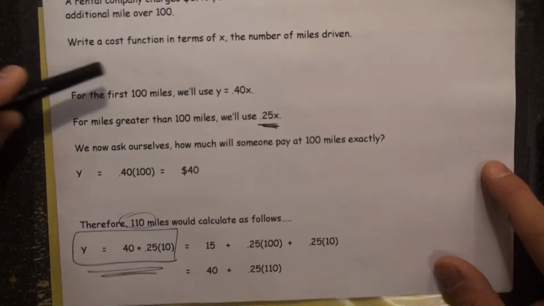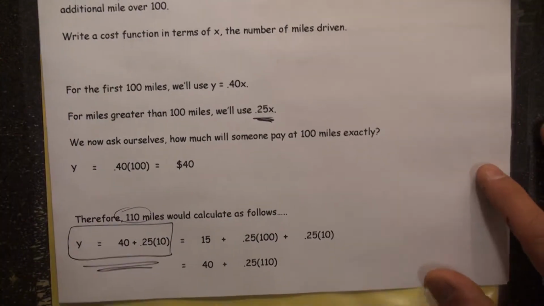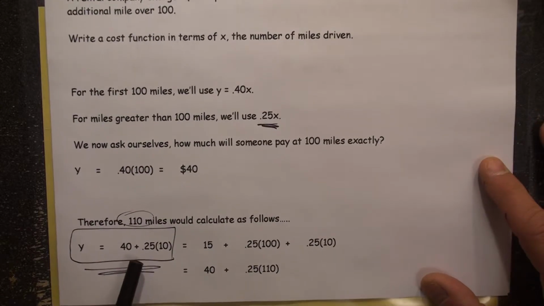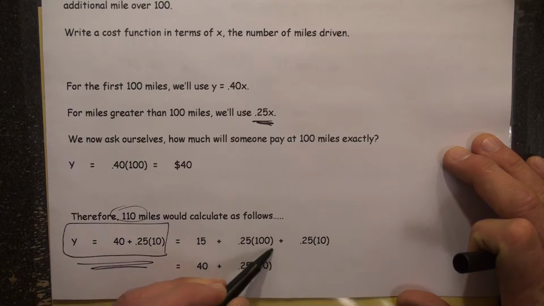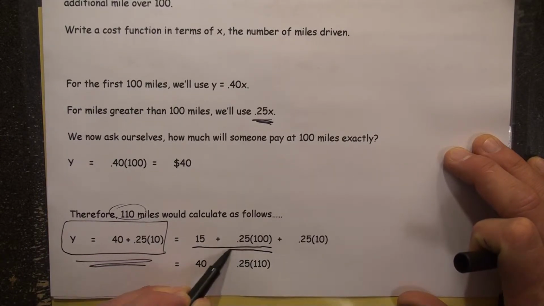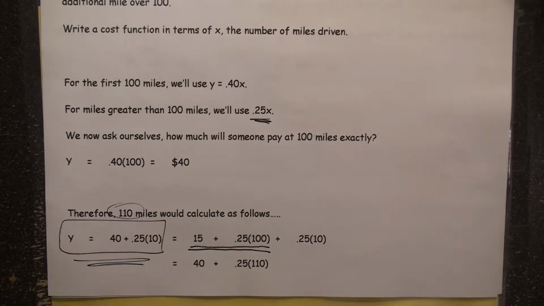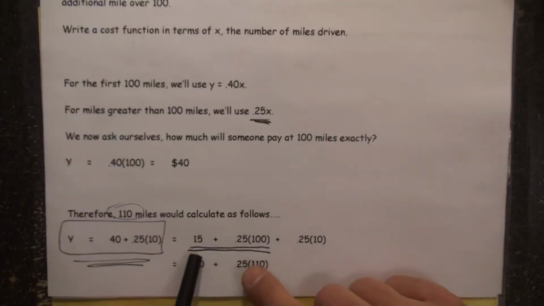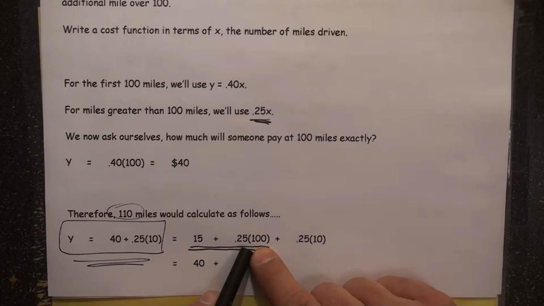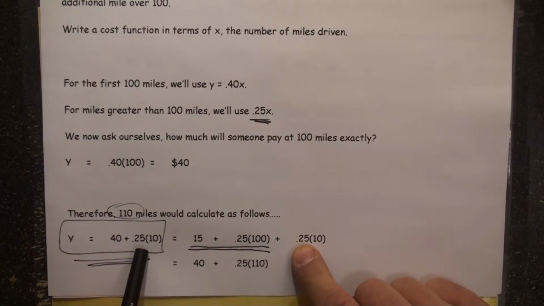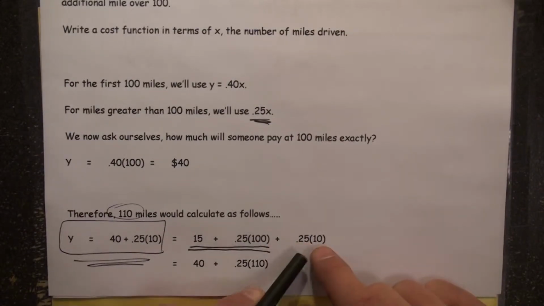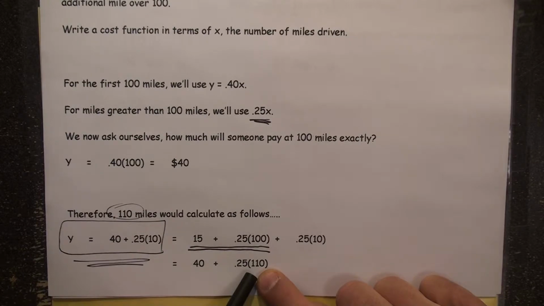But we are being asked to write a cost function. So we're going to analyze the situation a little bit more thoroughly. Let's rewrite 40 this way. If you can agree that that's 40, we're in good shape. So 40 is $15 plus $25. I wrote it in terms of quarters. Why quarters? Because we want to get like terms. So now I have 100 quarters, 10 quarters, 110 quarters.